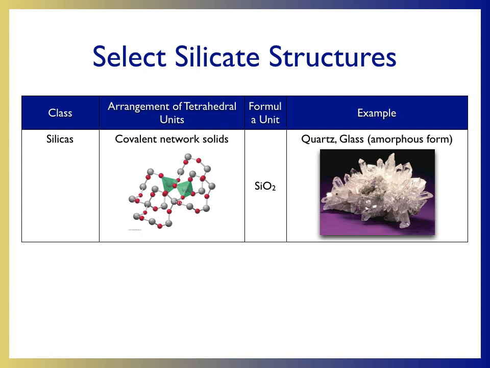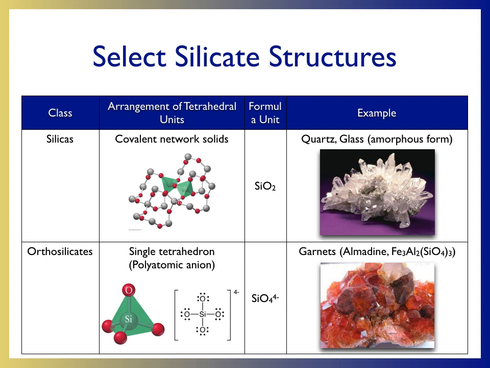The second type of silicate structure are orthosilicates. In orthosilicates, the SiO4 unit forms a single polyatomic ion, or silicate. The formula unit for an orthosilicate is SiO4 4-. A good example of an orthosilicate is the gemstone garnet, which also contains iron and aluminum. The iron contributes to the color of garnet. Garnet is also your professor's birthstone, which is why it was chosen.